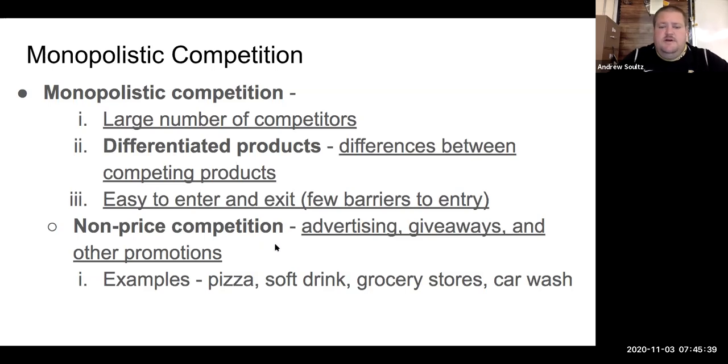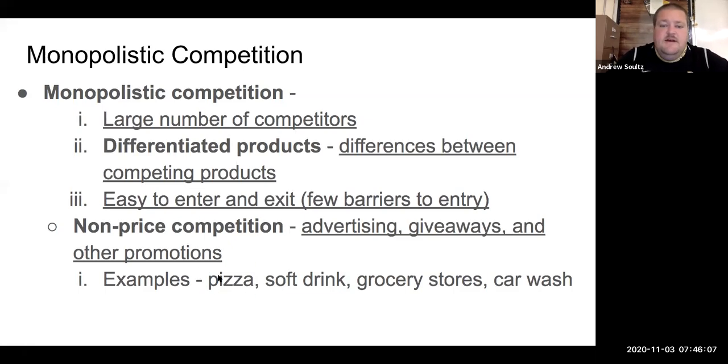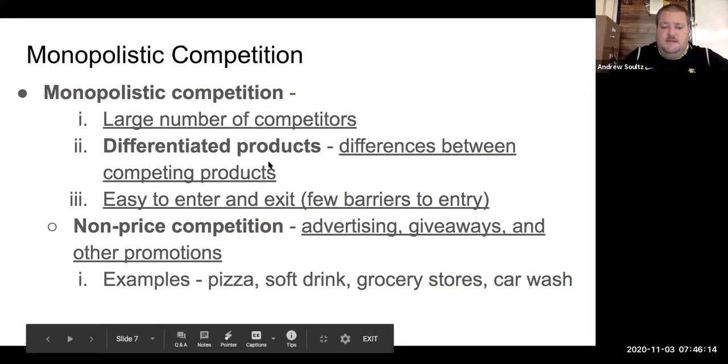This is also where non-price competition begins to flourish. Non-price competition means they're not changing the price to get you to increase demand for their product. Non-price competition includes advertising, giveaways, and other promotions that try to increase the demand for their product. Some examples of these markets would be pizza. Think about all of the pizza companies out there. There are a lot of them, and they're all pizza, but their pizzas are different. That's where differentiated products come into play.